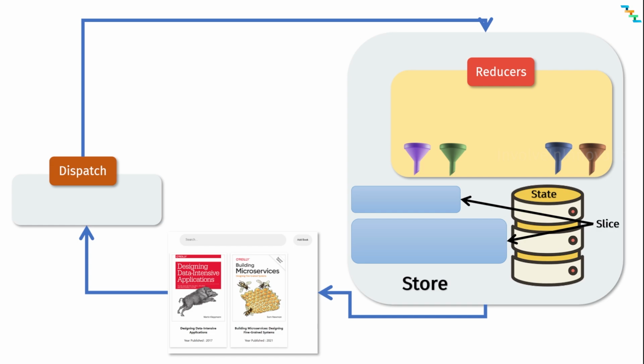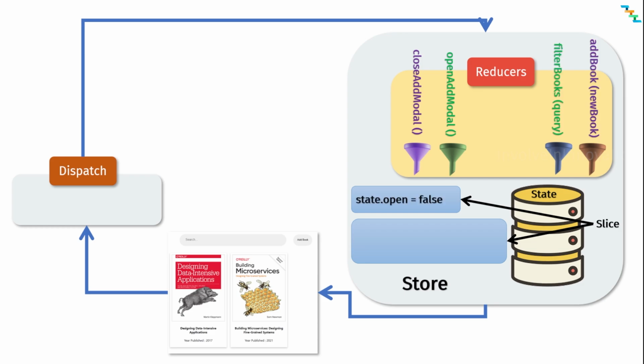Now we will see this with an example. I am clicking the button add book. Now we will see what happens in the dispatch, what happens in the reducer, what happens to the state, and how we are getting the value from the selector.